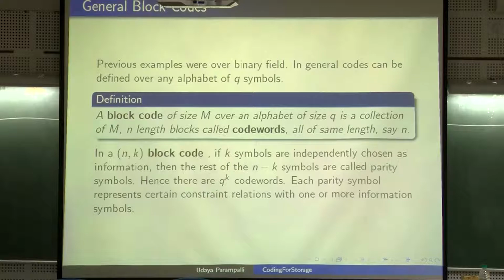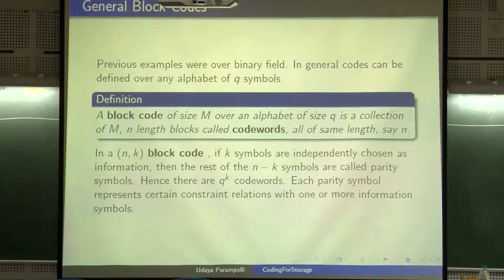in general it can be defined over a q-ary alphabet of symbols. A block code of size M over an alphabet of size q is a collection of M n-length blocks called code words, all of the same length n. So if the same code is defined over GF(q), then k symbols are independently chosen, and n minus k symbols are called parity. So in total there are q to the power of k words.